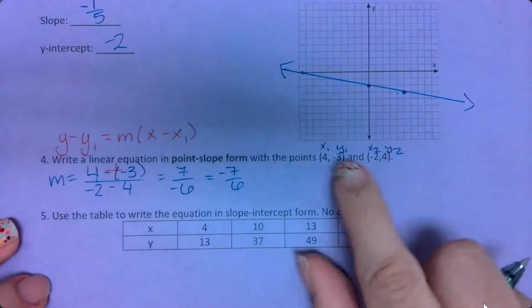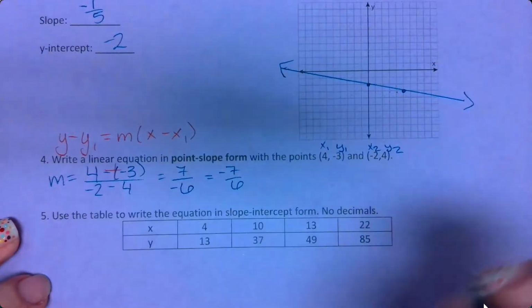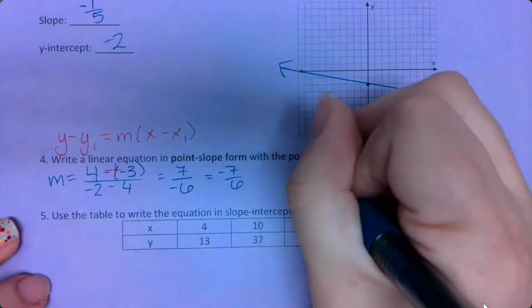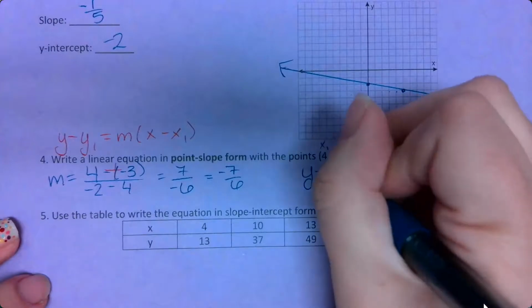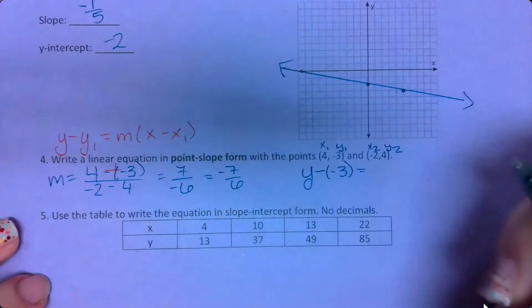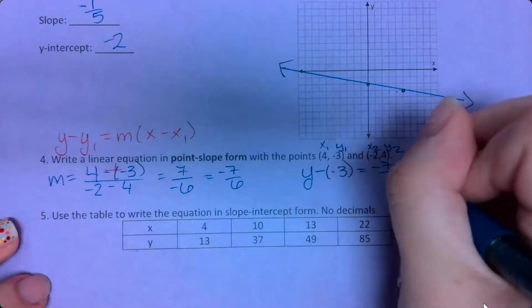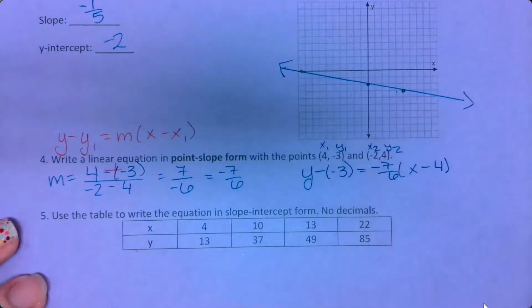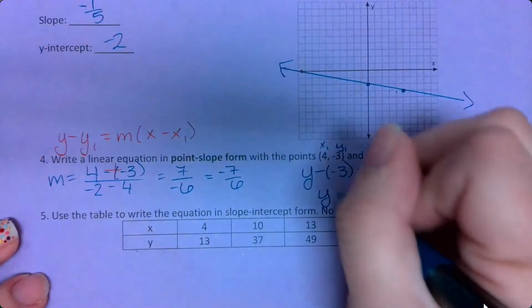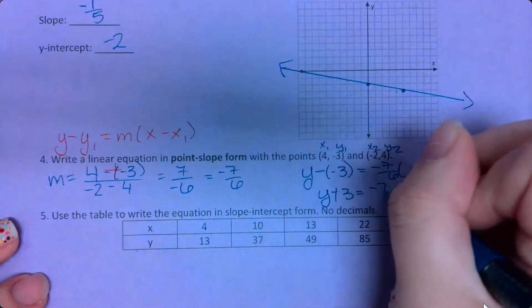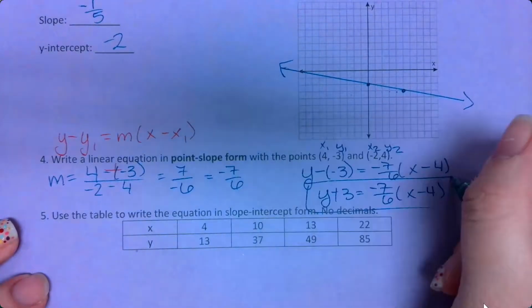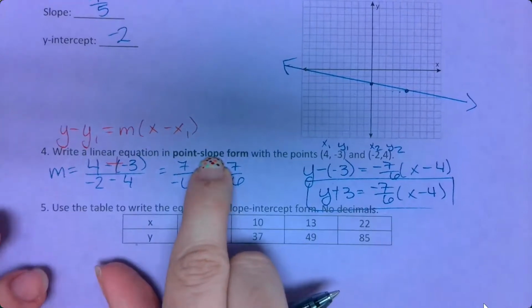Then I want to plug in to this red formula. I can pick either set of points. I'm going to pick the first one. So I have y minus, my y sub 1 is negative 3, equals my slope, so negative 7/6, times x minus 4. The only thing I want to do at this point is get rid of double negatives. So it's going to turn into y plus 3 equals negative 7/6 times x minus 4. No need to go further because it just wants it in point slope form.